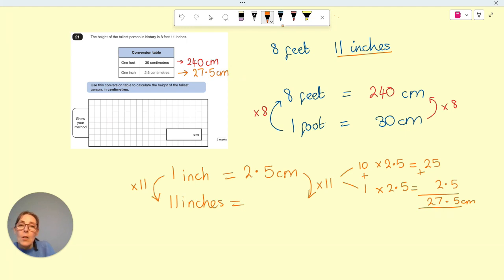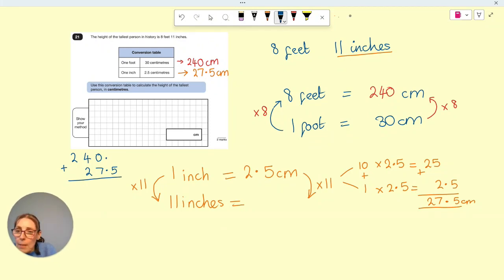Now we need to add those together. So we'll do it over here. So 240 plus 27.5 is, oh, I'm moving myself.